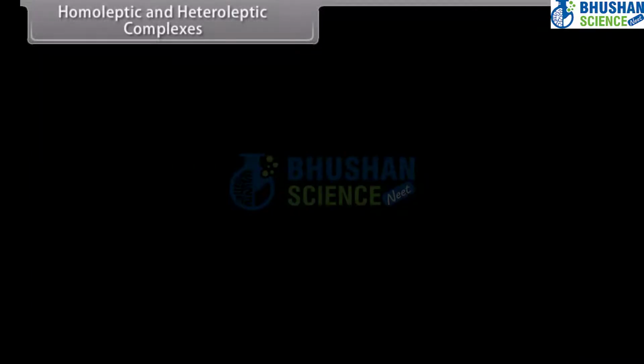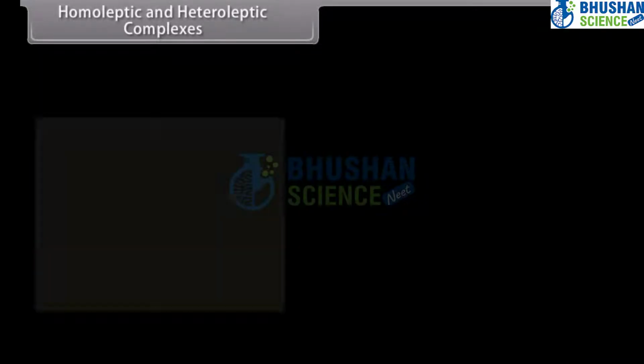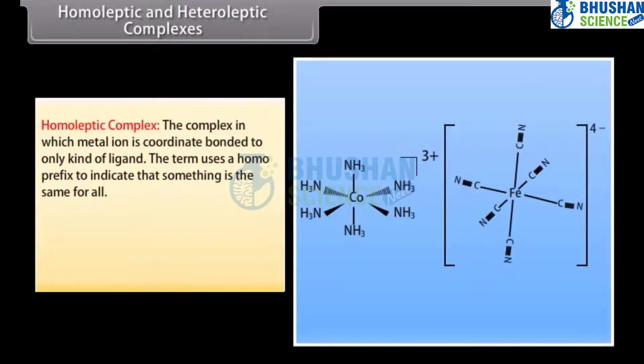Homoleptic and heteroleptic complexes. Homoleptic complex. The complex in which the metal ion is coordinate bonded to only one kind of ligand. The term uses the homo prefix to indicate that something is the same for all. For example, [Co(NH3)6]3+ and [Fe(CN)6]4-.